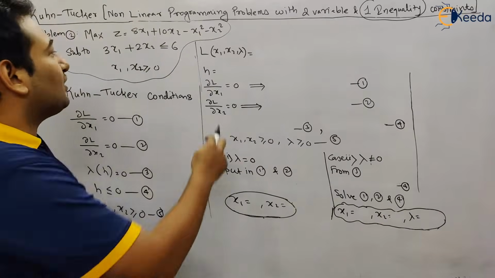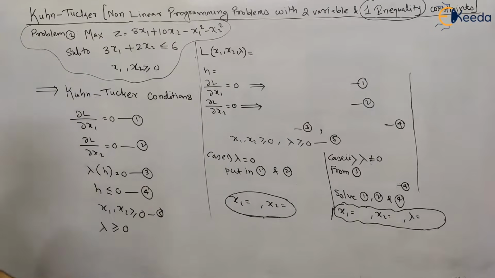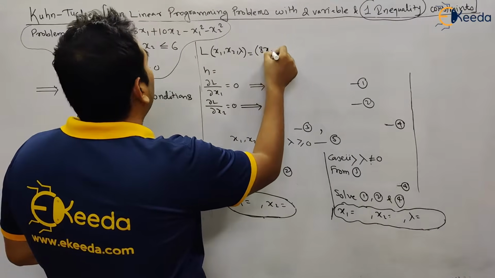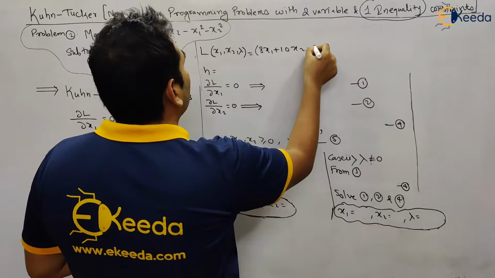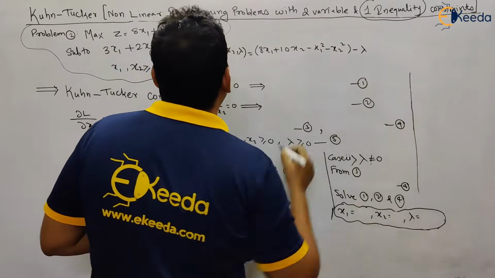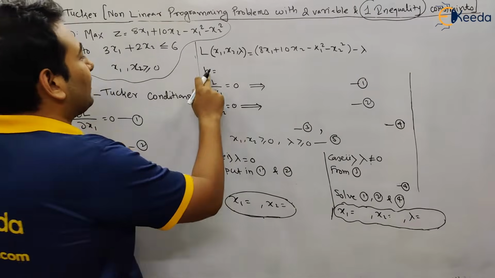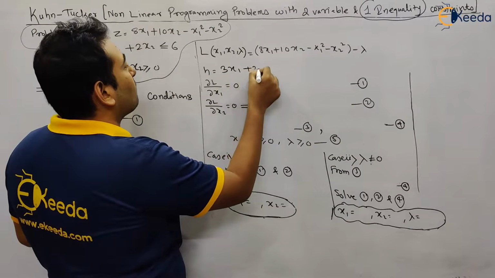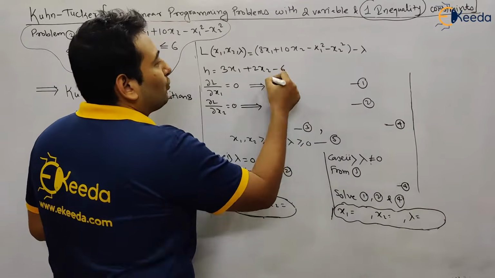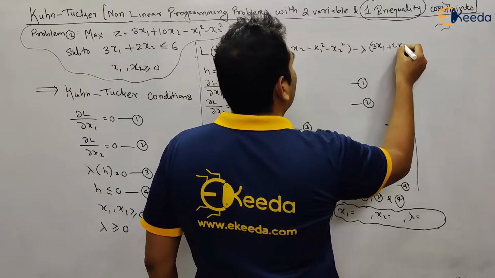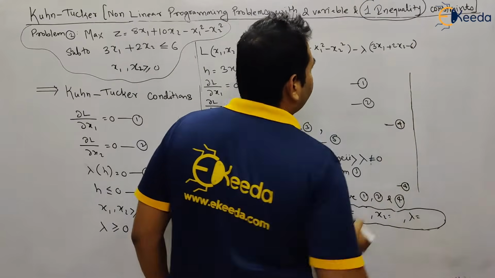Let us start. Let us form the Lagrangian. Lambda is my Lagrange's function, which is the objective function minus lambda times the constraint. Here the constraint h is 6. I'm going to take that side, so this will come here. That is 3x1 plus 2x2 minus 6.